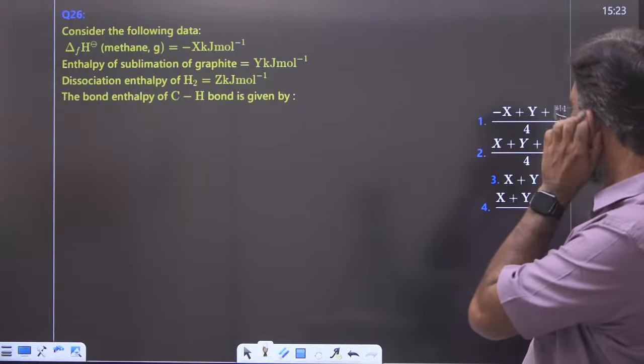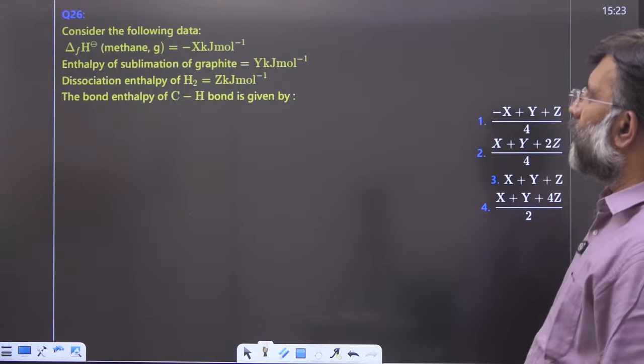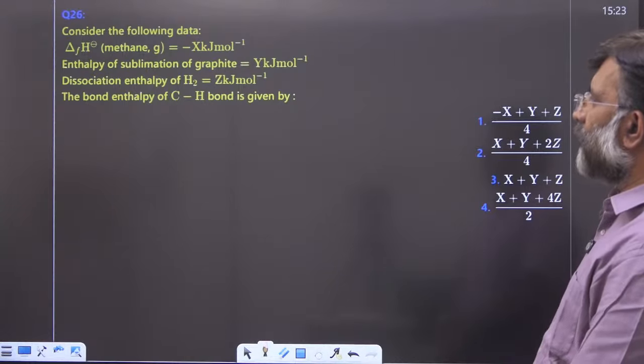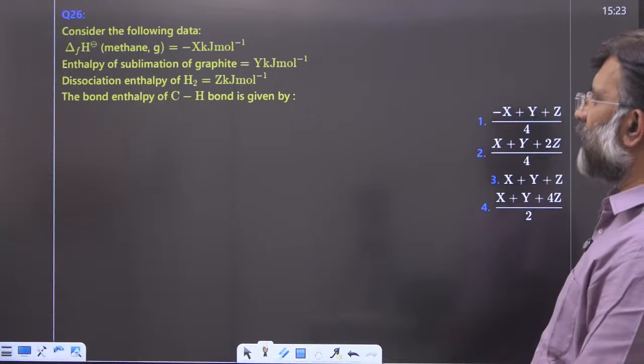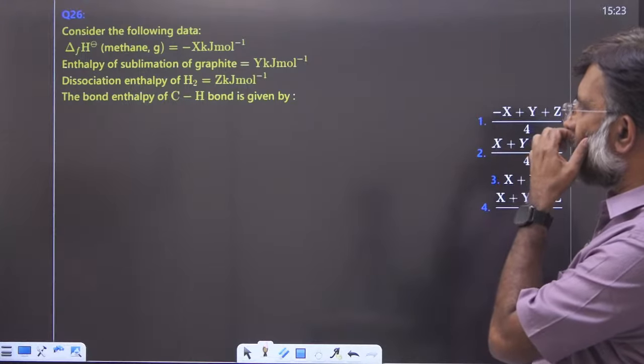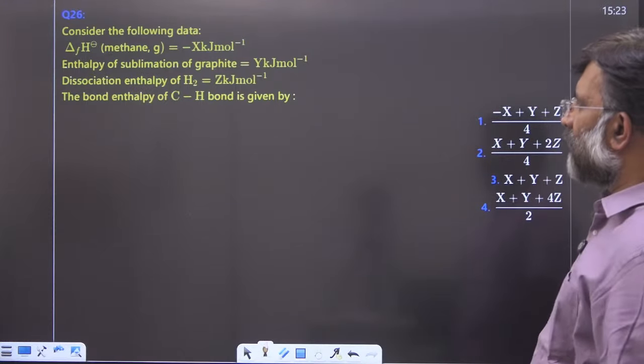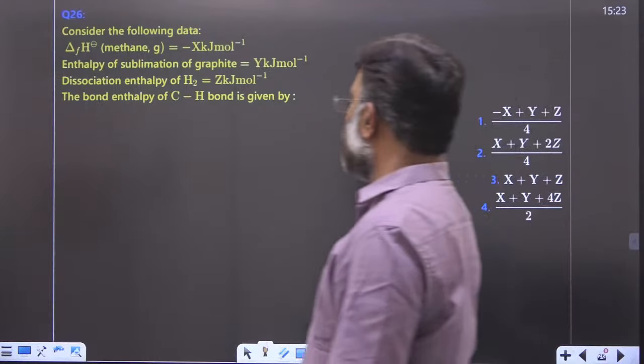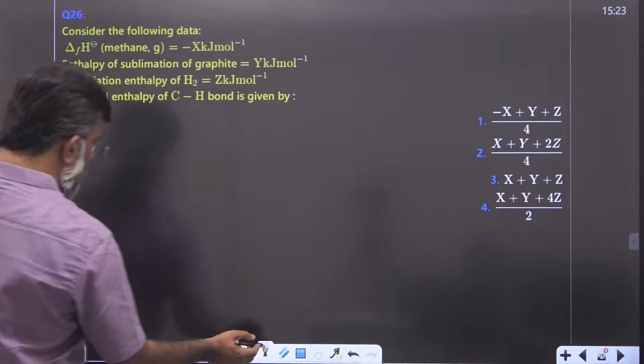Question number 26. Consider the following data. The enthalpy of formation of methane is given. The enthalpy of sublimation of graphite is given. The dissociation enthalpy of hydrogen is given. The question is, what is the bond enthalpy of C-H?